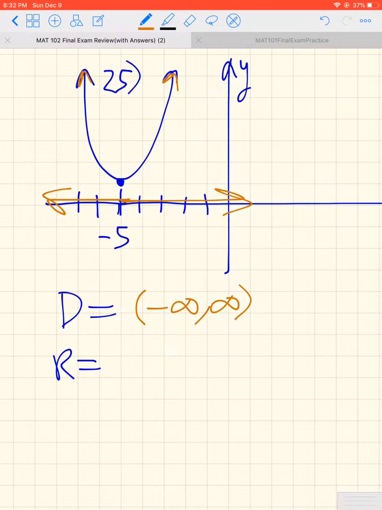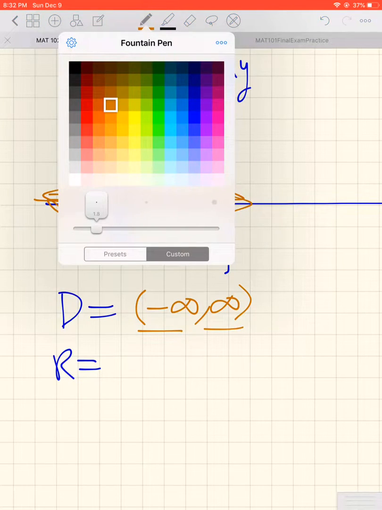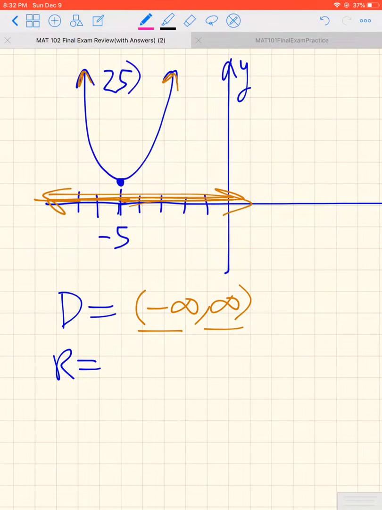So remember, when you're looking at the domain, you're looking on the x-axis. How far left to how far right does the graph extend? For the range, now we're going to look at the y values. How low to how high does the graph go? Well, the lowest point on the graph is this value right here on the y-axis, which is 1. And then we see that, in either direction, it's going to shoot all the way up towards positive infinity. So the lowest y value is 1. It goes all the way up towards positive infinity. So the range would be from 1 to infinity.